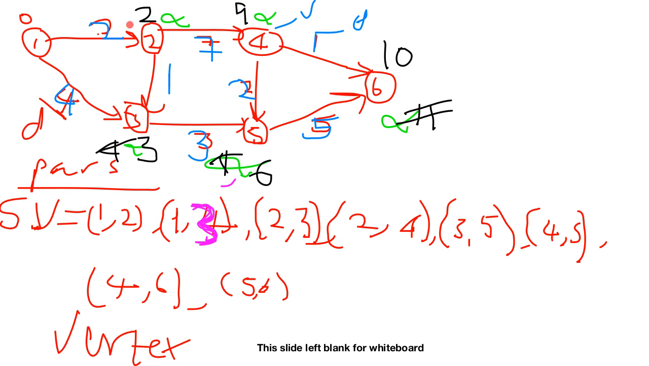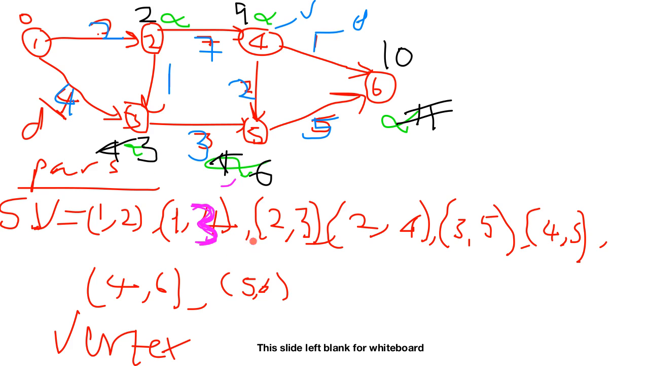Remember, 1 to 2 is still 2. The distance is still catered for. So we are now retaining it to 2. Then from this case, we move from 2 to 3. From 2 to 3, which is supposed to be 2 plus 1, which is 3. Then here was supposed to be 1 plus 4. It is, so you retain the distance the way it is.